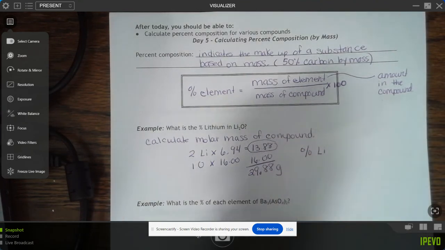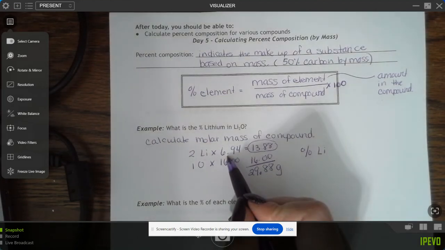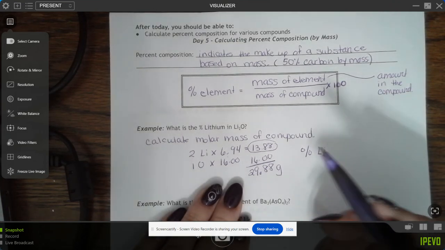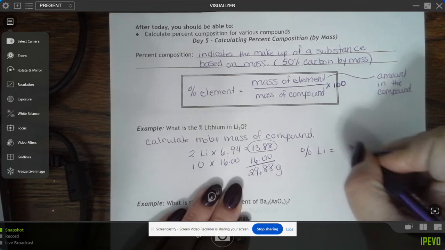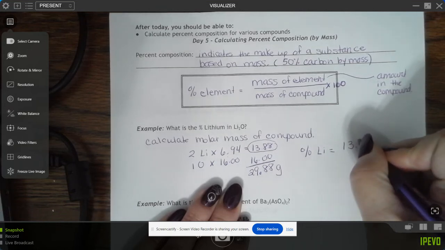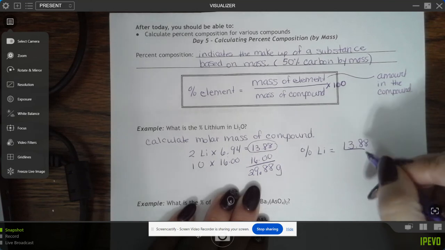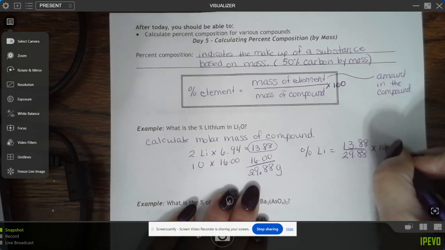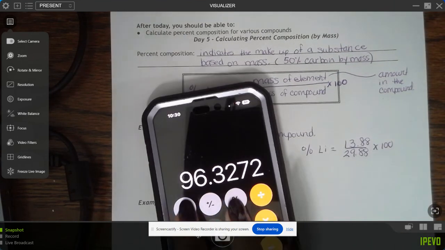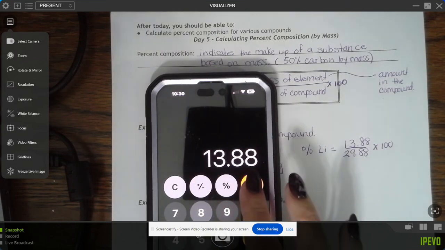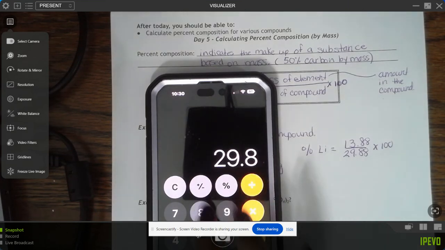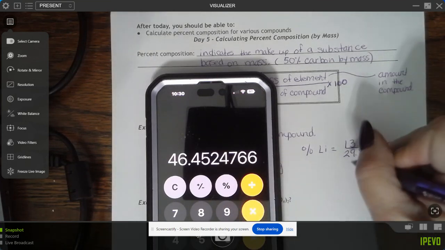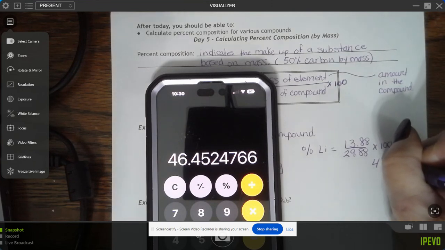Now to find the percent of lithium, I take the total mass of lithium. I don't take the mass of one lithium. In this case, I take the mass of 2 lithium because there's 2 lithium in the compound. So I would do the mass of lithium, 13.88, divided by the mass of the whole compound, 29.88, times 100. Let's see what we get. 13.88 divided by 29.88 gives me 46.45%.